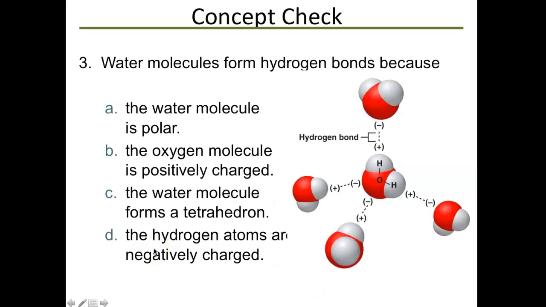Okay, so here's a concept check. Water molecules form hydrogen bonds because... stop it, pause. Okay, your answer is the water molecule is polar. So why is B wrong? The oxygen molecule is positively charged. That's wrong because oxygen is negative. The water molecule forms a tetrahedron. That's the shape. You can see the shape is like a Mickey Mouse. That's a tetrahedron, but that's not the reason why it forms hydrogen bonds. And the hydrogen atoms are negative, so that's wrong, right? Hydrogen atoms are positive charge. So A is the only one that makes sense.